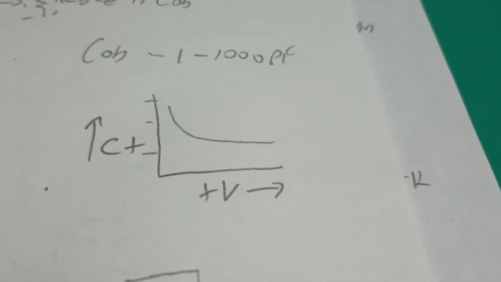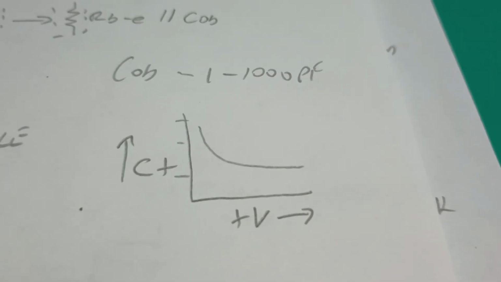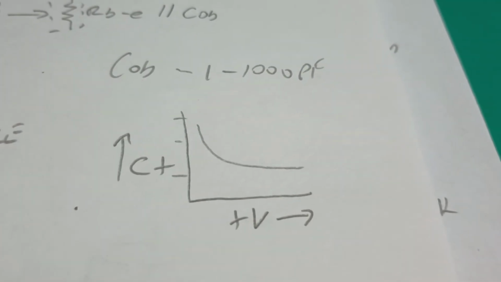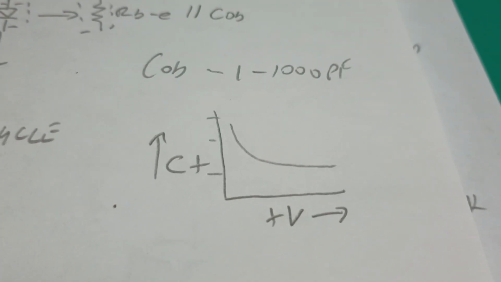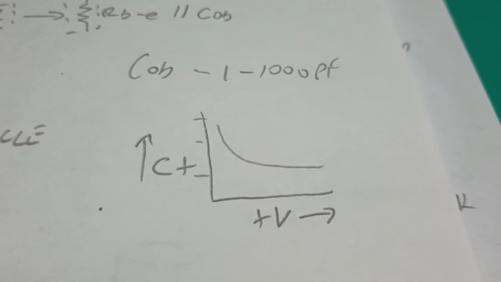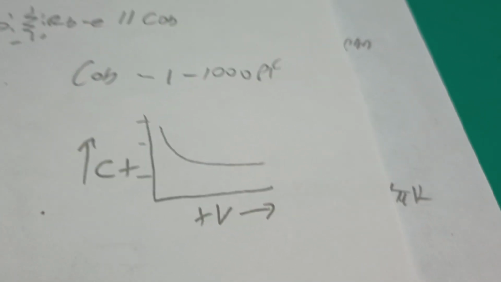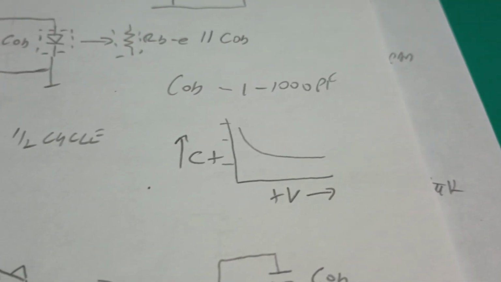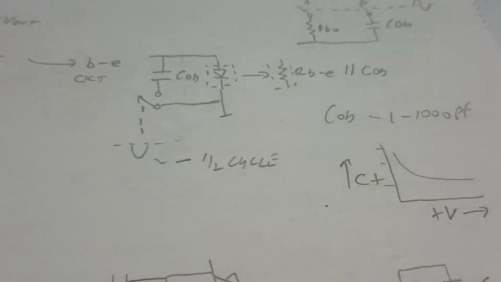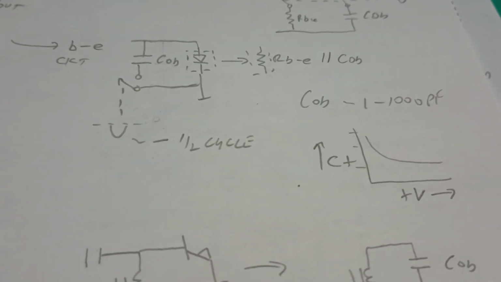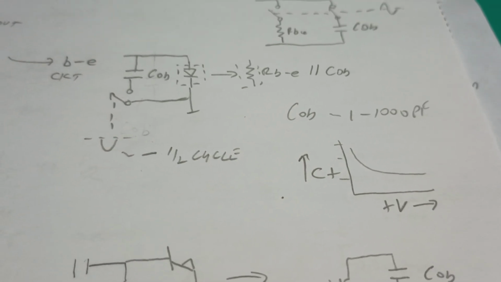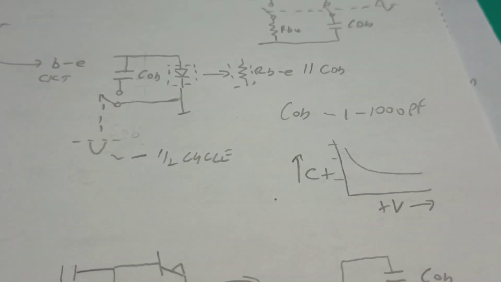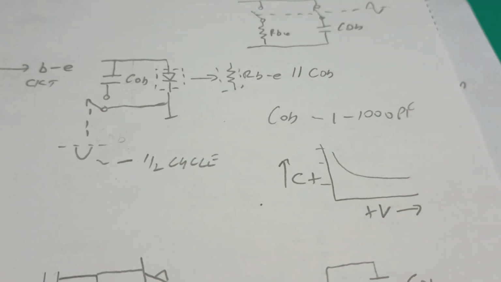And here's the typical curve for capacitance versus voltage. As the base emitter voltage goes negative, that should be a minus V. As the reverse bias goes up, the capacitance goes down, and it's kind of an exponential curve. So what that capacitance is doing is it is trying to keep the junction reverse biased, even when the bias tries to take it forward, and it causes distortion in the waveform.